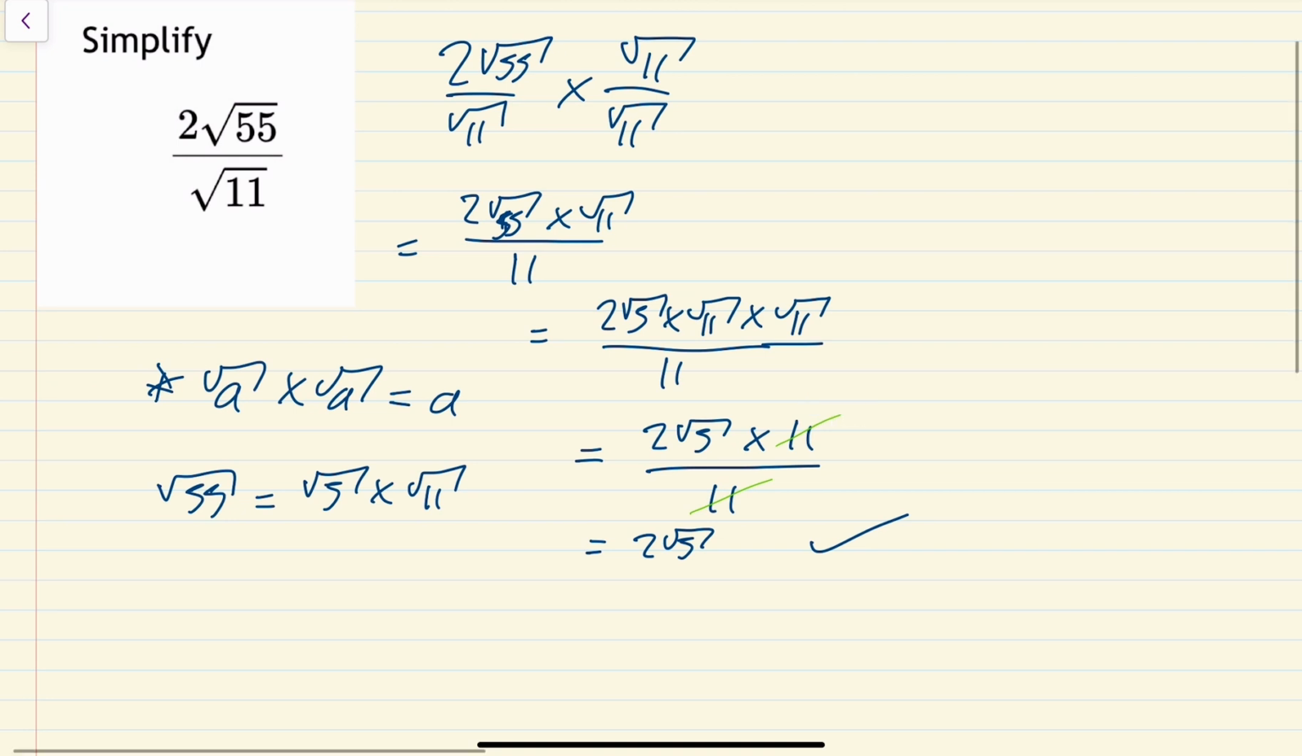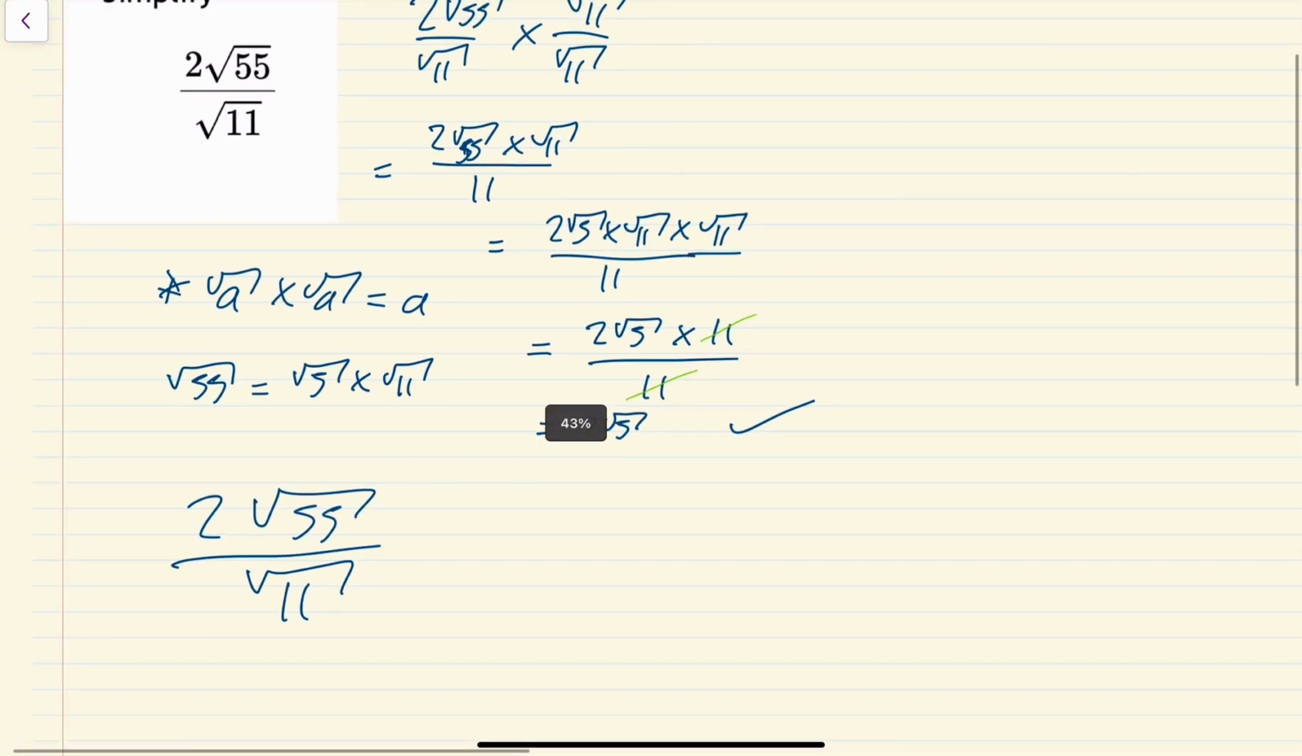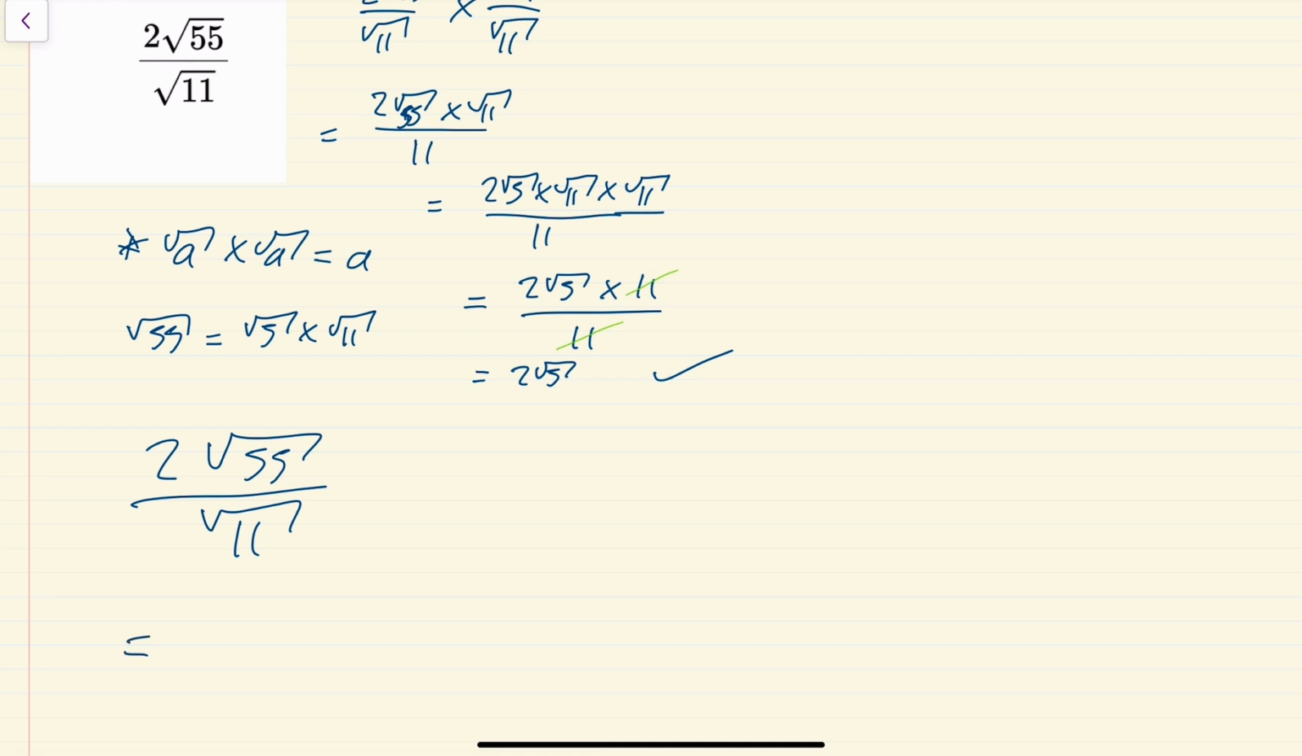Another way you could do it, and this is a nicer way to do it for this particular question, is you could just change your root 55 at the start to be root 5 times root 11, and then it is being divided by root 11. So you can see in this particular one you could just cancel that out, which again would give you 2 root 5.